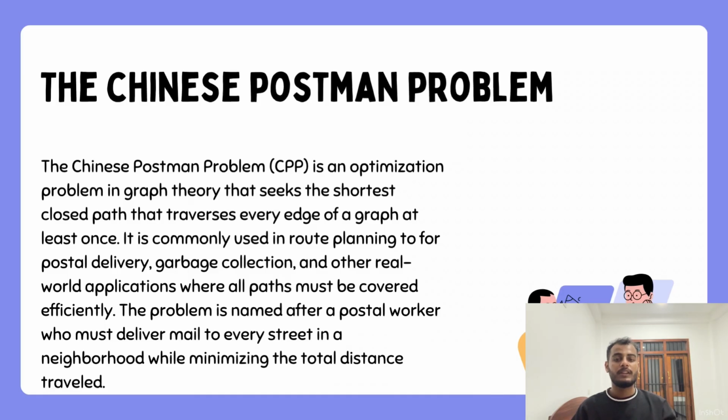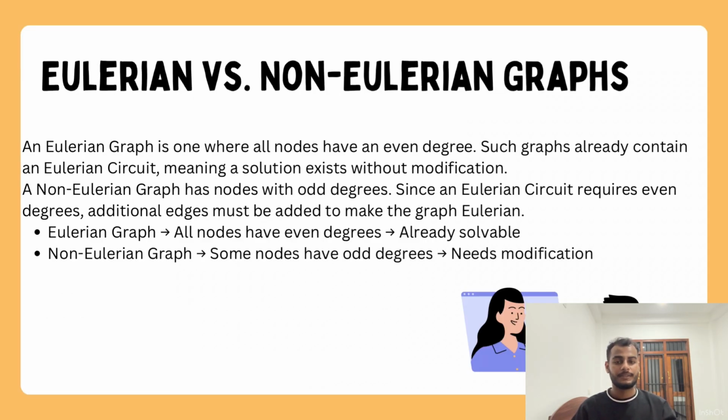Now let's talk about Eulerian versus non-Eulerian graphs. A graph is Eulerian if it has an Eulerian circuit, meaning it's possible to start at one vertex, traverse every edge exactly once, and return to the starting vertex. A graph is non-Eulerian if it doesn't have an Eulerian circuit. In fact, a graph can have no Eulerian path, an Eulerian path, or an Eulerian circuit. This distinction helps us know what approach to take when solving the Chinese Postman problem.